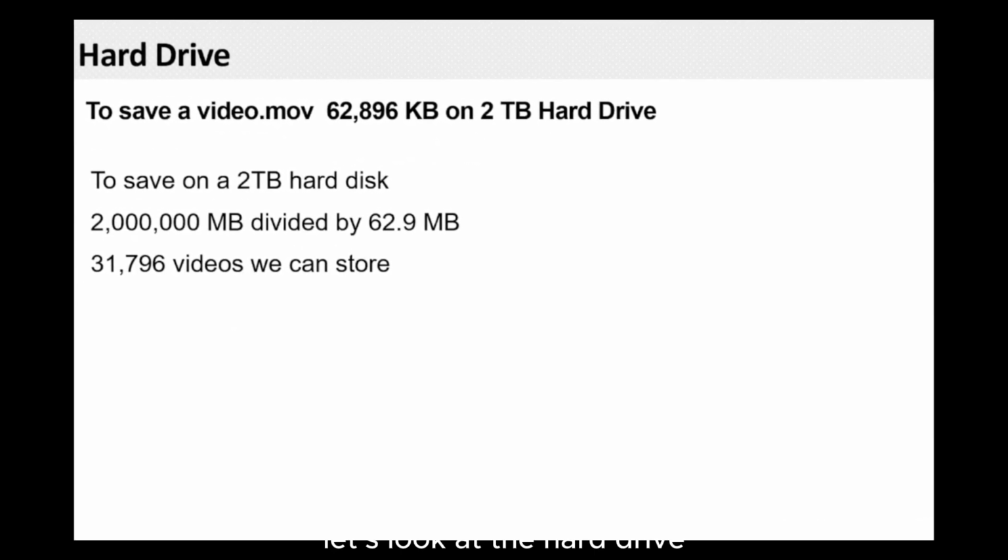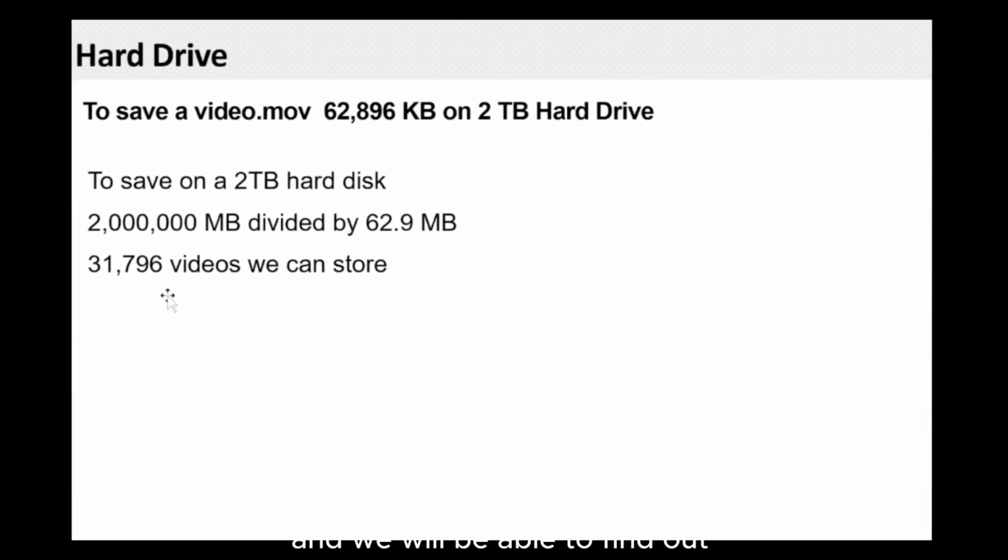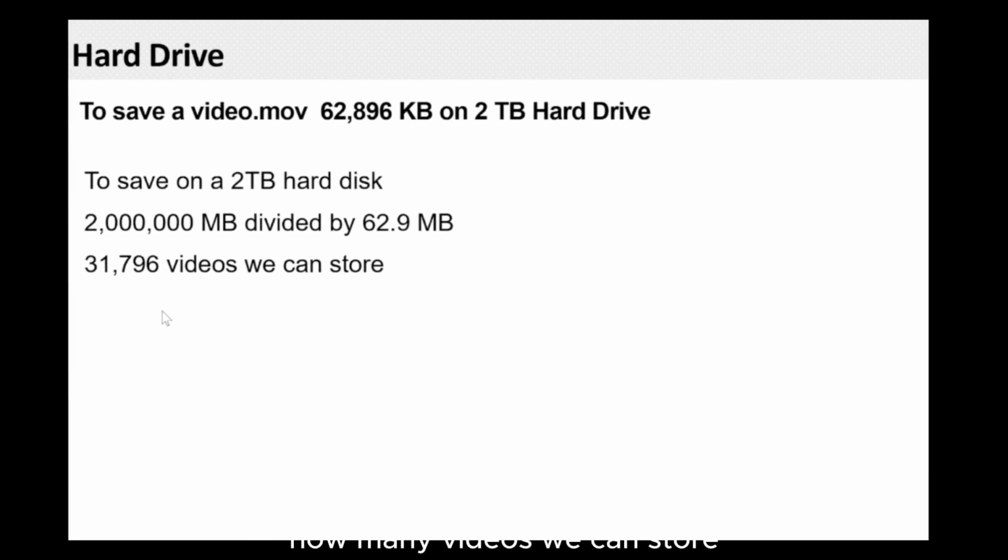So let's look at the hard disk drive. If you were going to save a movie, which is the size of 62,896 kilobytes on a 2 terabyte hard drive, we will divide that by 62.9 megabytes, and we will be able to find out how many videos we can.